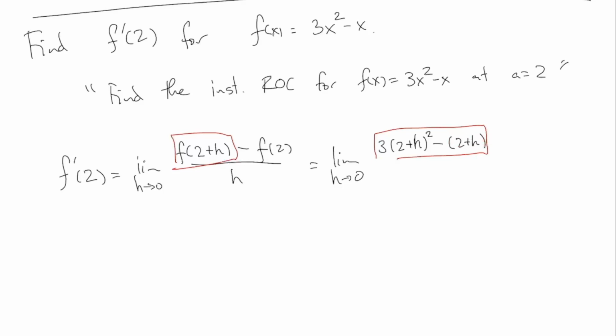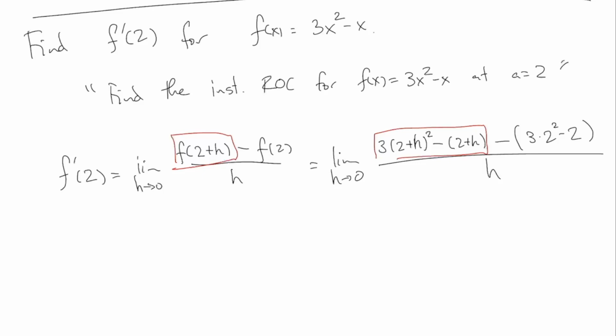All right? Continuing, that's only this part, right? So the rest of it, minus f of 2. This is quite a bit simpler. It just means you plug 2 into the function. 3 times 2 squared minus 2, like that. All of this divided by h. All right. That's the plugging in step.